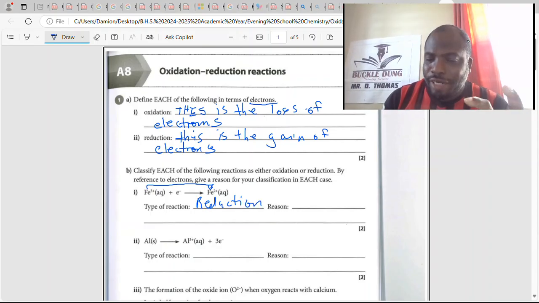Also, even though they said look at it in terms of electrons, look at the oxidation state. What would have been the oxidation state of this? If this is 3 plus, the oxidation state is +3, and if this is 2 plus, the oxidation state is +2. And what is happening to the oxidation number?